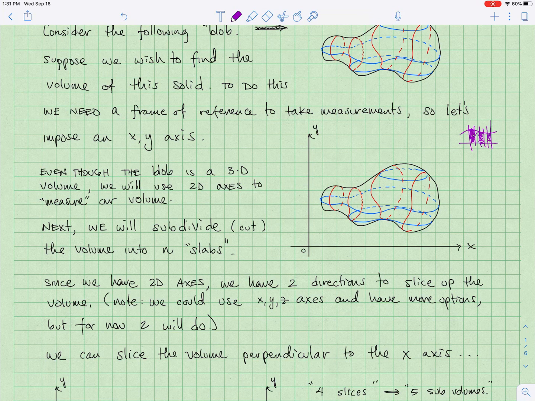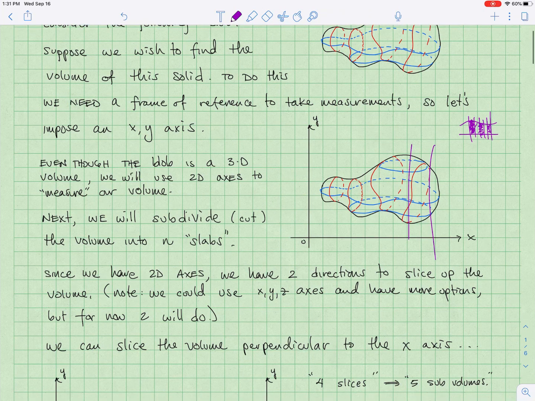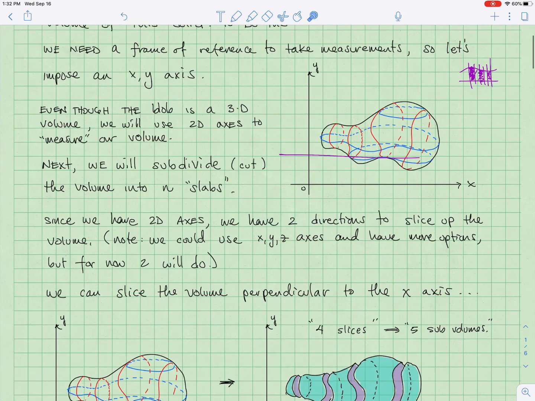Since we have a 2D axis, we have two possible directions that we can slice up the volume. We can either slice it perpendicular to the x-axis, or we can slice it perpendicular to the y-axis. We'll take a look at that as we go. Now, if we do slice the volume perpendicular to the x-axis, this is what we're going to get.